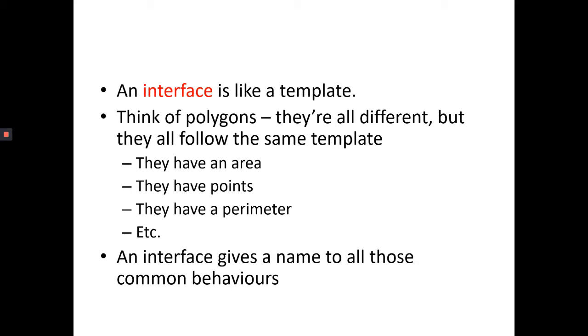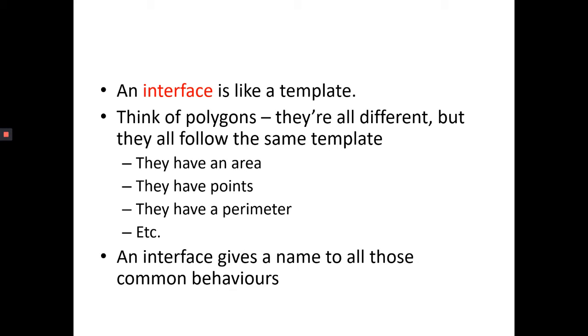So the best way of thinking of an interface is to think of it like a template. There might be certain things that are common to a bunch of classes. All those classes may have certain methods that tie them together. So for example, if you think of a polygon, there are certain things that all polygons might have in common, like area, or the fact that they might have at least one point, or the fact that they have a perimeter.